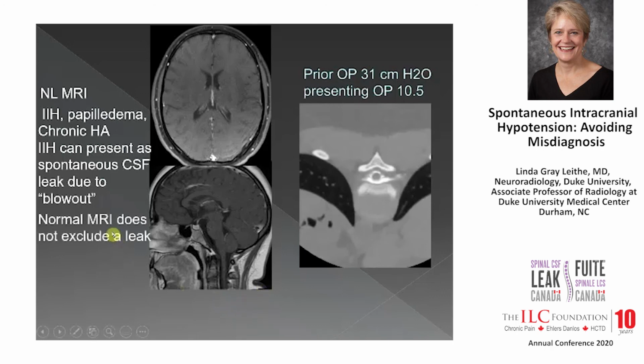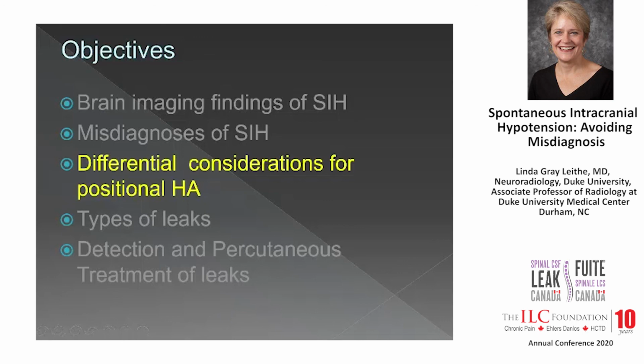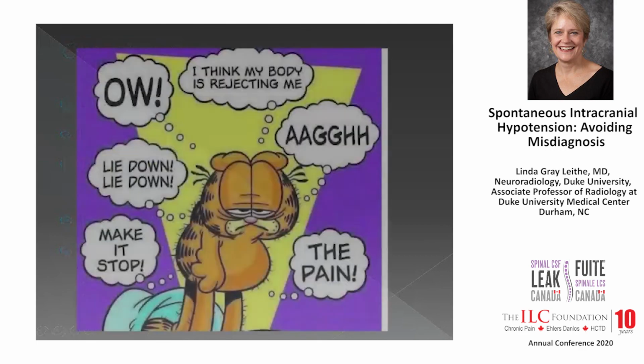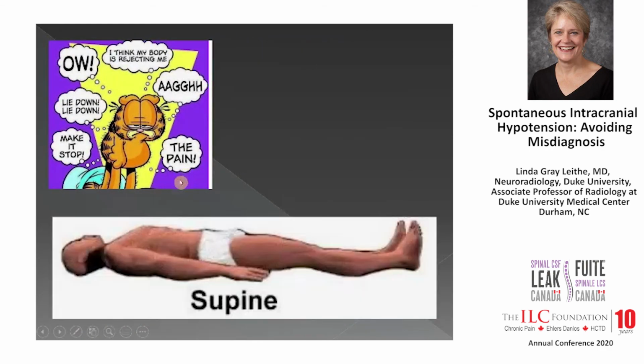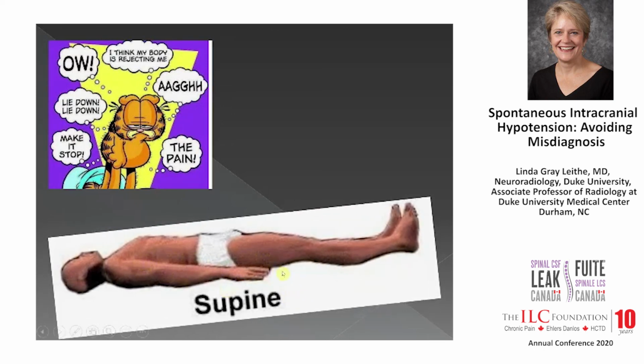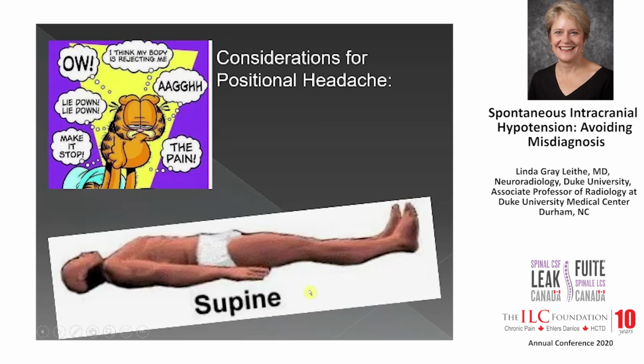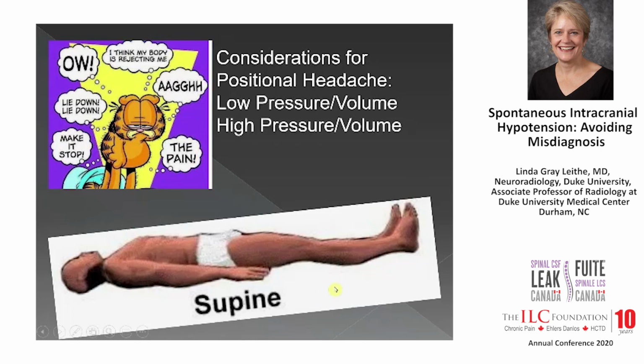So differential considerations for positional headaches, which are a common feature that we look for in patients with hypovolemia or hypotension. So here's Garfield, who feels like his body is rejecting him and he wants to lie down. And a lot of times patients will want to be supine, but sometimes they want to be in Trendelenburg even. And so some considerations for positional headaches should include, of course, low pressure or low volume syndromes, patients with high pressure or high volume syndromes, and cervicogenic causes can also be responsible for positional headaches. So let me give you some examples of this.